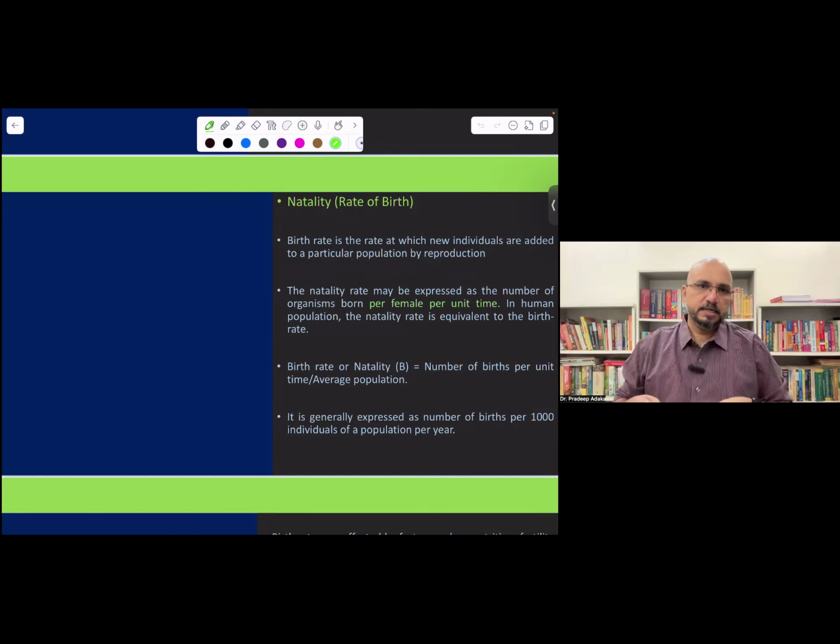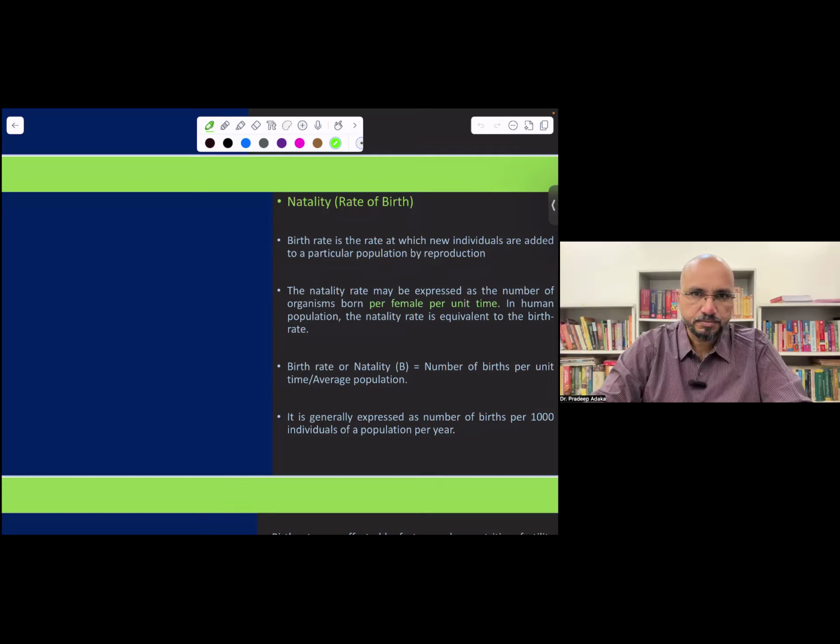We'll start with natality, or the birth rate. You might have already studied it somewhere or heard it. Birth rate is the number of newborns which are added to a particular population. The rate at which newborns or young individuals are added to a particular population is called natality or birth rate.